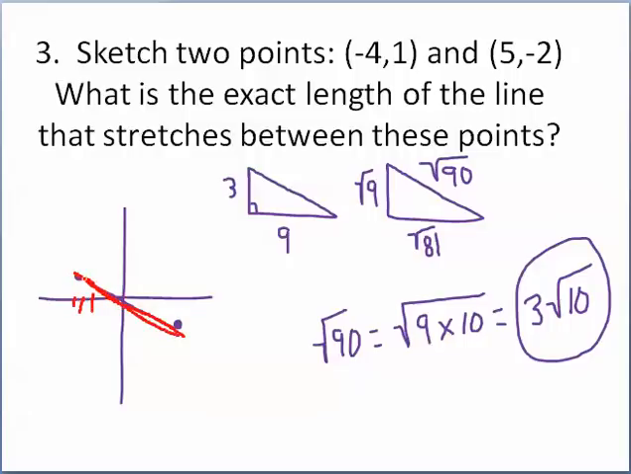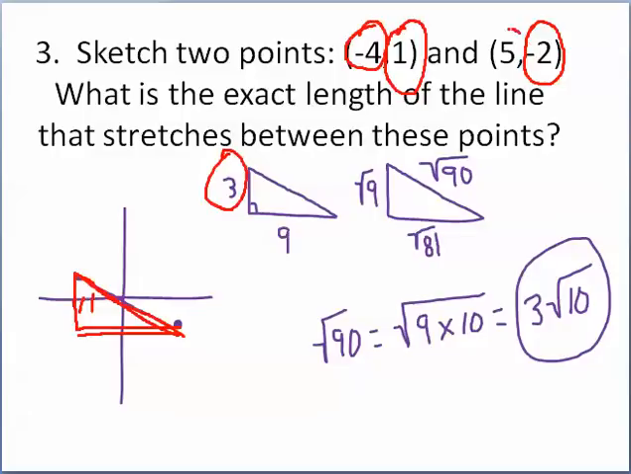The rise that we have is going to be 3, and the run is going to be 9. The reason for that is the rise is the change in the y value. So if we start at 1 and we go to negative 2, that's a total of 3 for our rise. Our run, we started over here at negative 4, and we went to positive 5. And so if you go to positive 5, that gives us a run of 9.